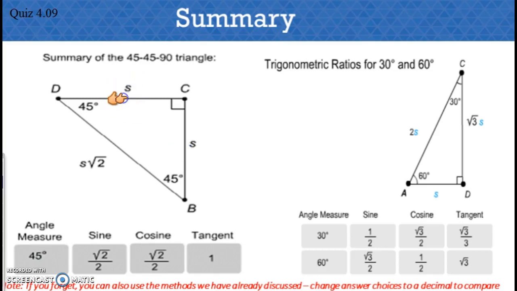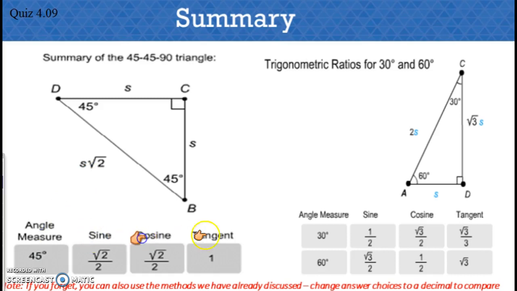So we can say that this side is S. This side is S, and if we use the Pythagorean theorem, we can find that this side ends up being S times the square root of 2. So if I told you S was 10, this side would be 10, this side would be 10, this would be 10 times the square root of 2.